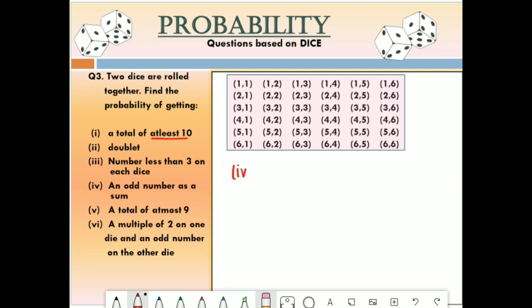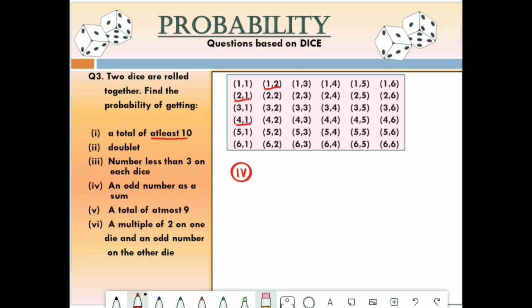Fourth part is an odd number as a sum. Okay, sum should be an odd number, right? So in this case we have sum as 1 plus 1, 2, it's an even number. 2 plus 1 is 3. So I'm going to take these two numbers, sum is 3. Then 3 plus 1 is 4. So now 4 plus 1 is 5.